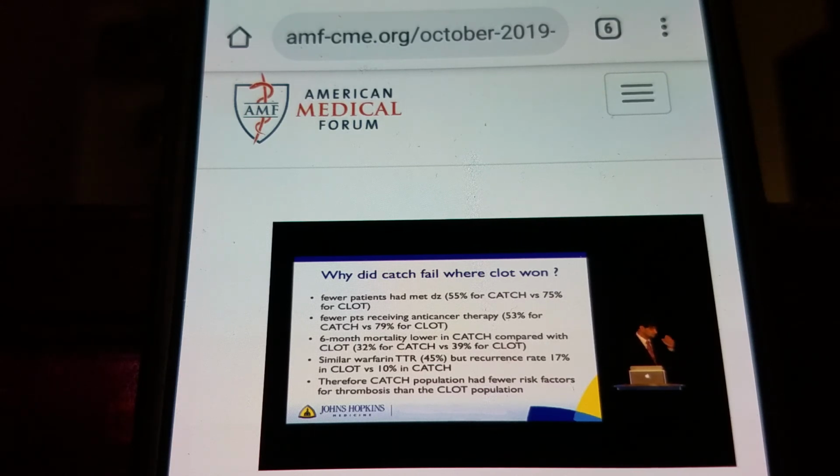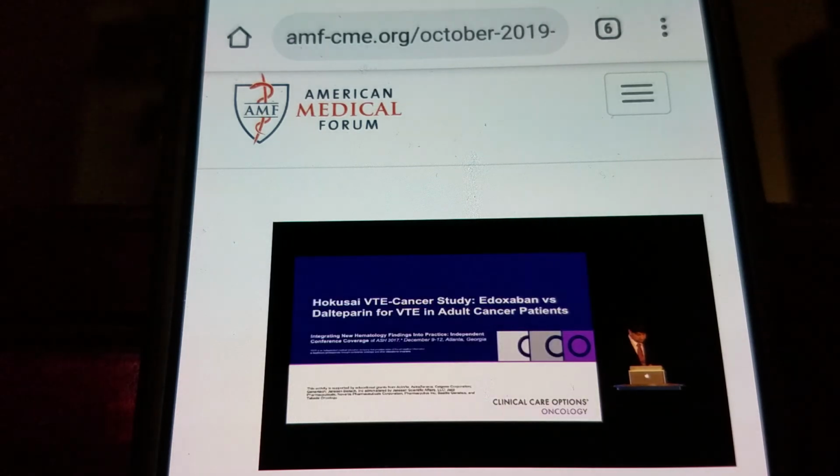The warfarin TTRs, time in therapeutic range, is something that's used to assess how good you are at keeping your patients anticoagulated on warfarin. They were similar between the control arms of both the studies, but the recurrence rates were lower in the CATCH trial versus the CLOT trial because the patients had lower risk. So it's all had to do with patient selection.